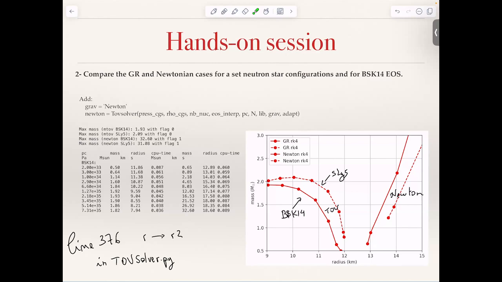But this is not a polytrope. It's an actual calculation and it's an actual equation of state. So you have different gamma. I didn't plot the gamma, but the gammas are changing. I think we can maybe discuss this together.